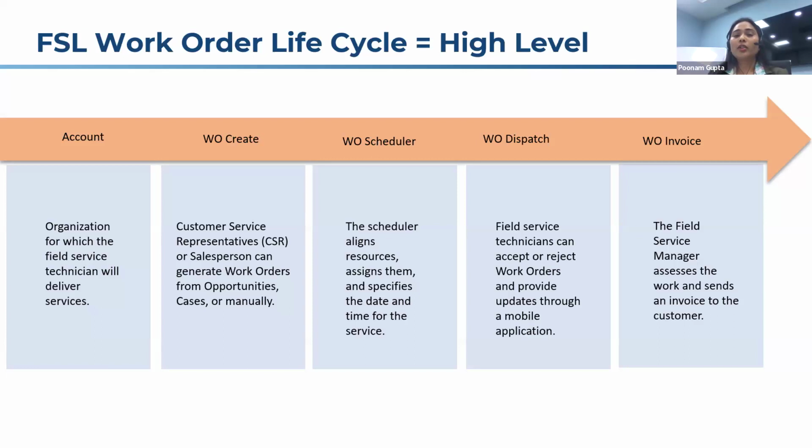Work order and scheduler. The scheduler assigns the resource on a specific date and specific time for these services. Next is work order dispatch. Work order dispatch is nothing but the technician who can accept and reject the work order and provide the service at the customer place. Also, they can track and update things through a mobile application.